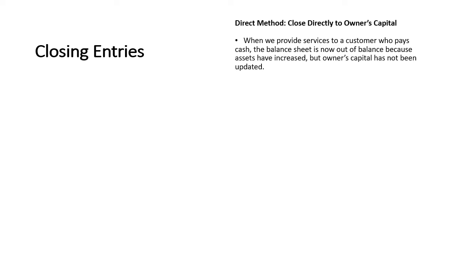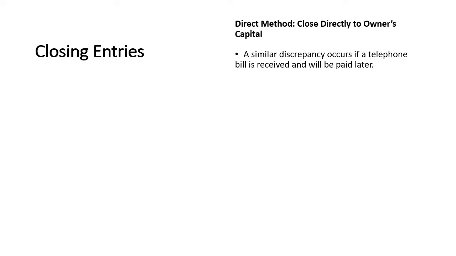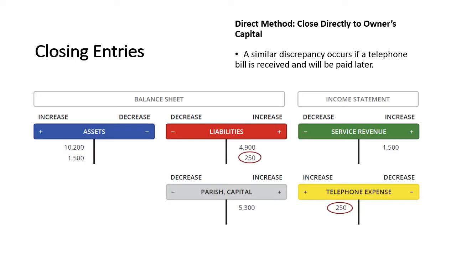When we provide services to a customer who pays cash, that will take our balance sheet out of balance because our asset would increase with that cash. When we do work for somebody, it would also increase our revenue, but at this point in time, that is not part of our balance sheet. The same type of issue comes up when we receive a telephone bill. A telephone bill would be an expense. Again, that's going to show up on our income statement, but not on our balance sheet. We would owe more money, but we haven't recorded the expense onto our balance sheet yet. So as of right now, we are out of balance again.